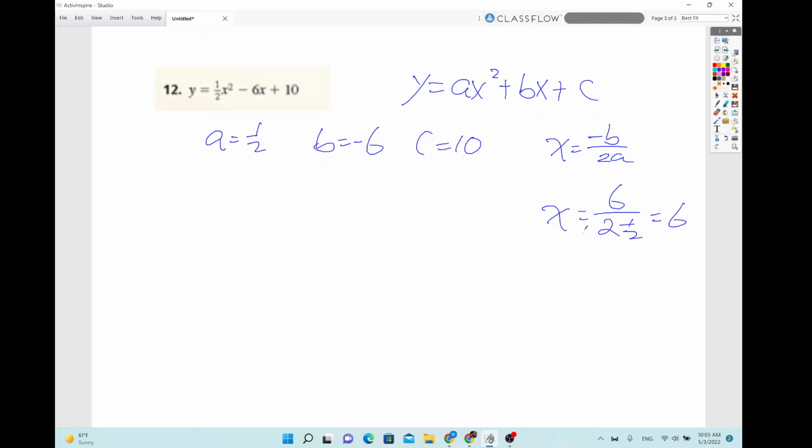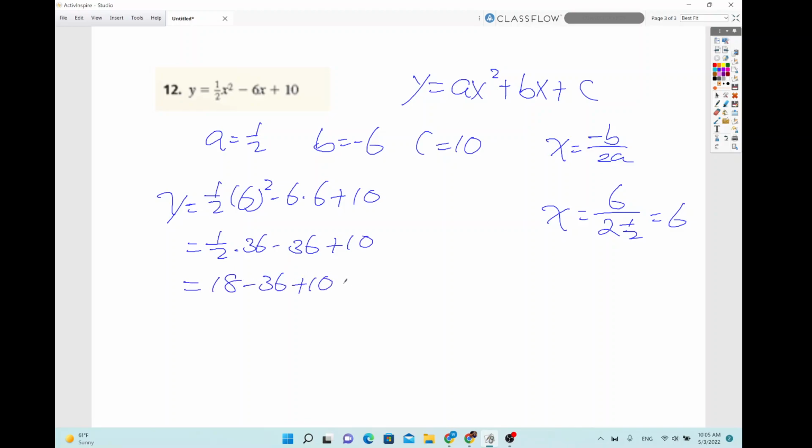To get a value for y, we plug the number back into the original equation. So 1/2 times 6 squared minus 6 times 6 plus 10. So 1/2 of 36 minus 36 plus 10. So it's 18 minus 36 plus 10. So it's negative 18 plus 10, which is negative 8. So the one that we found is the vertex.